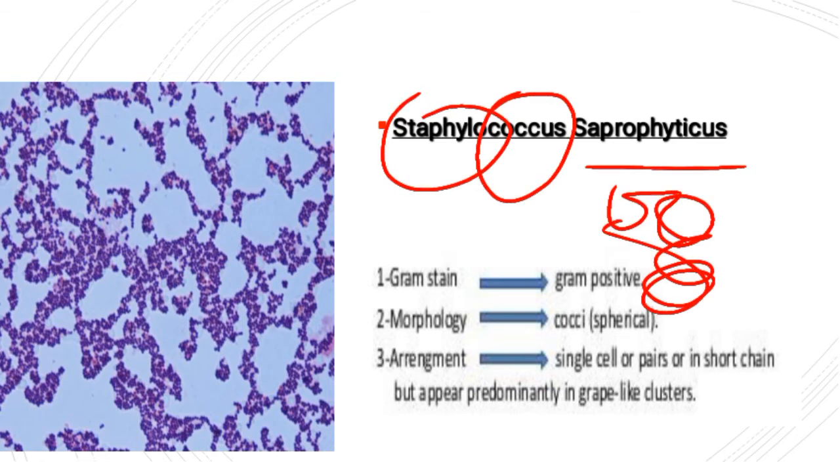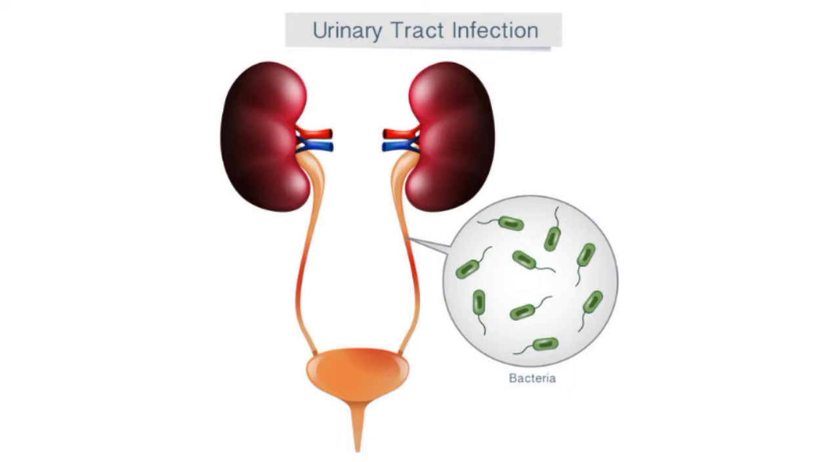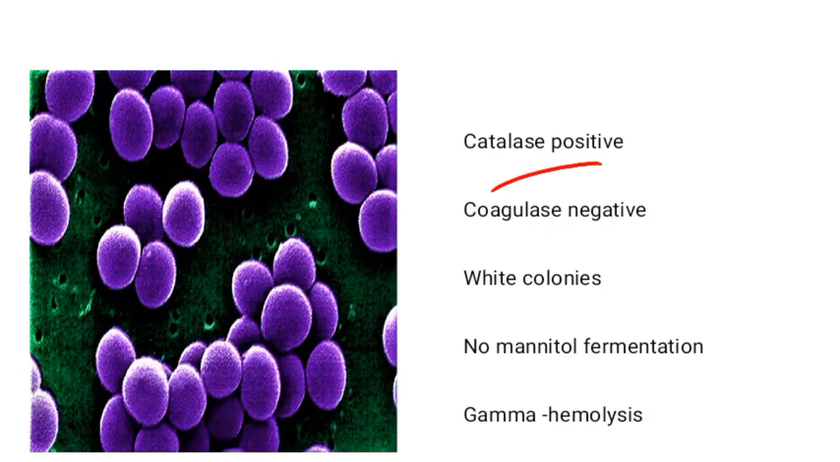Okay, saprophyticus are those organisms that live on decaying material, and this pretty good picture tells us that saprophyticus are gram-positive. They are cocci, or round in shape, and arranged in grape-like clusters. One very important thing is that it is a facultative anaerobe. All the staph species are catalase positive. We already learned about it.